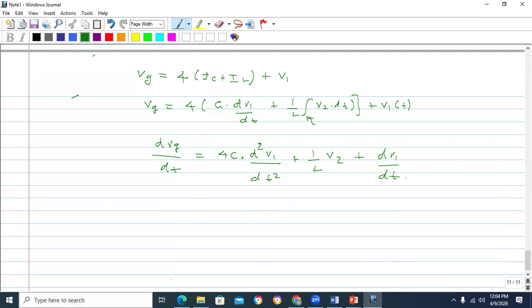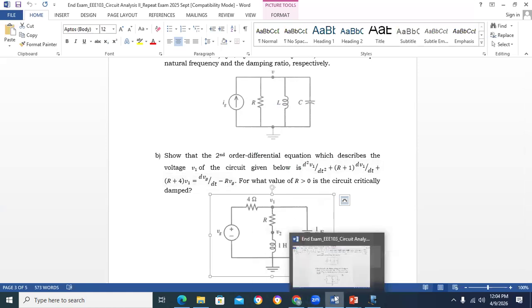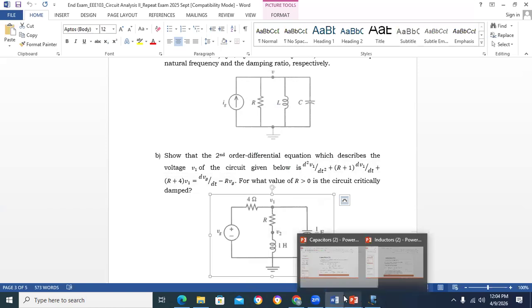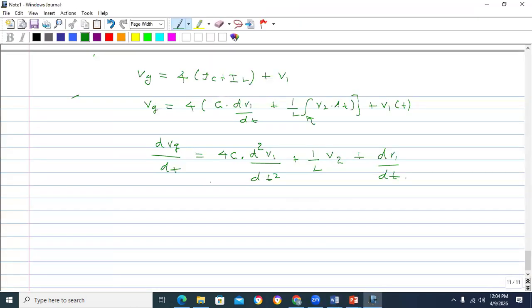Okay. V2 terms are there, no? The V2 term is not here, no? The V2 term is not here. So you need to get rid of this V2 also. Now you get this equation. Okay, you get this equation.